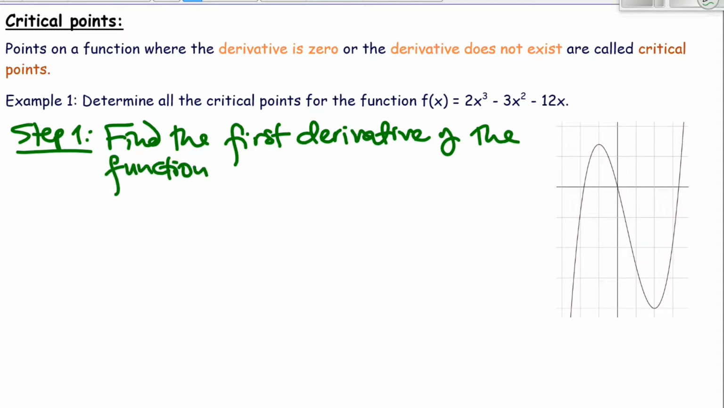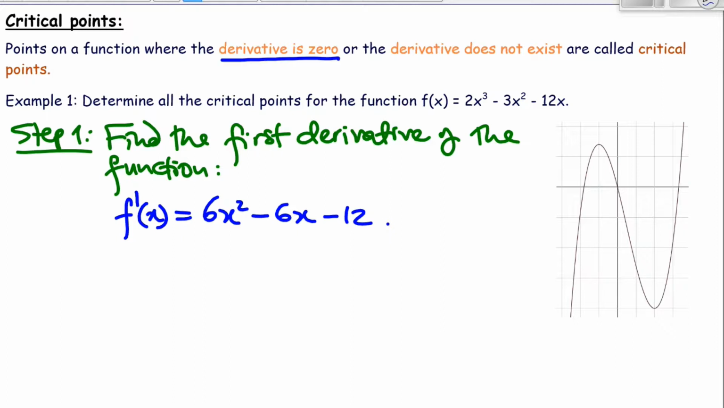Now this is a polynomial, which means you can just differentiate it term by term. That will be 6x squared minus 6x minus 12. Now we know that critical points occur where the derivative is 0, which leads us to step 2: set the derivative equal to 0 and solve for x.